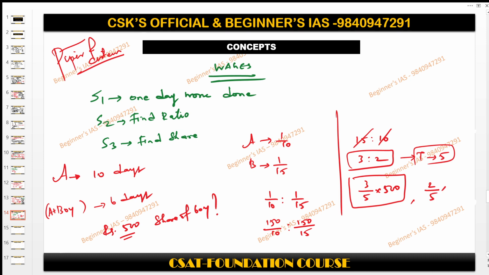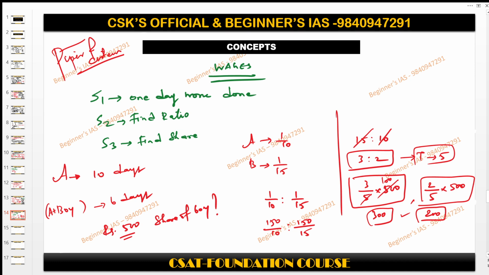The 2 by 5 part is going to be B. That is boy. Right. So now you can cancel this one. 100, 300 is for A, 200 is for boy. Understood? Anybody having a doubt? Sir, I am having a doubt.